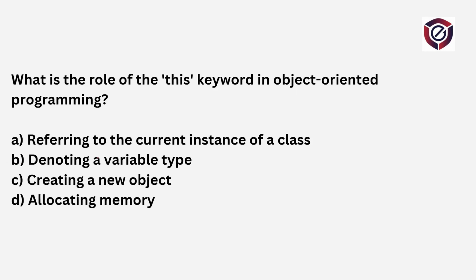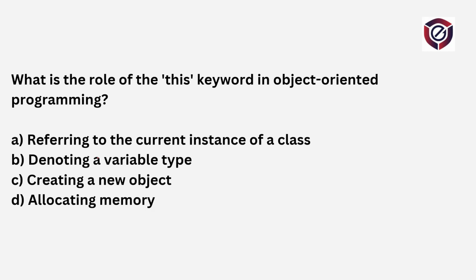What is the role of this keyword in object-oriented programming? Whenever we have a this keyword like this.a or this->a, the this refers to the current object or current instance of a class. Because whenever we want to refer to the current instance, like in a constructor or in a function, we can refer to the current instance of a class with the help of this keyword.